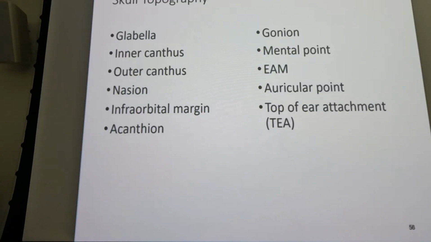bones. The gonion is kind of where the angle of the mandible is, right back here, not to be confused with, again, the inion, which is this thing back here. But the gonion is that angle of the mandible, where it goes from vertical to more horizontal. The EAM we already talked about, the auricle point. Really, what we're going to call that is the top of the ear attachment, is what we're going to refer to rather than the auricle point.